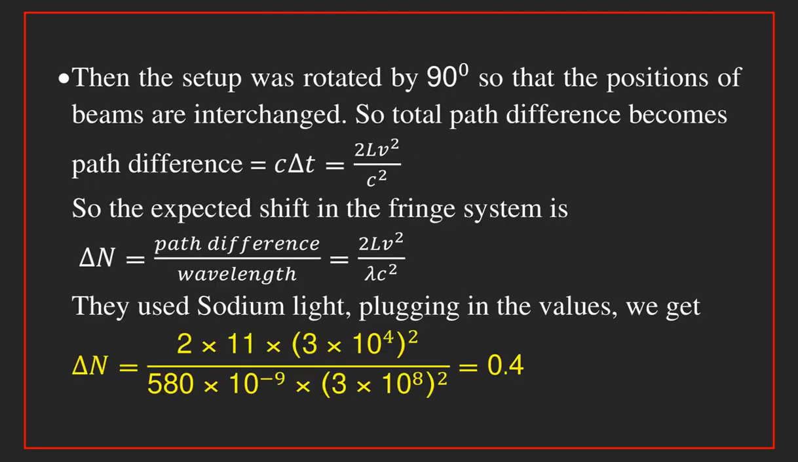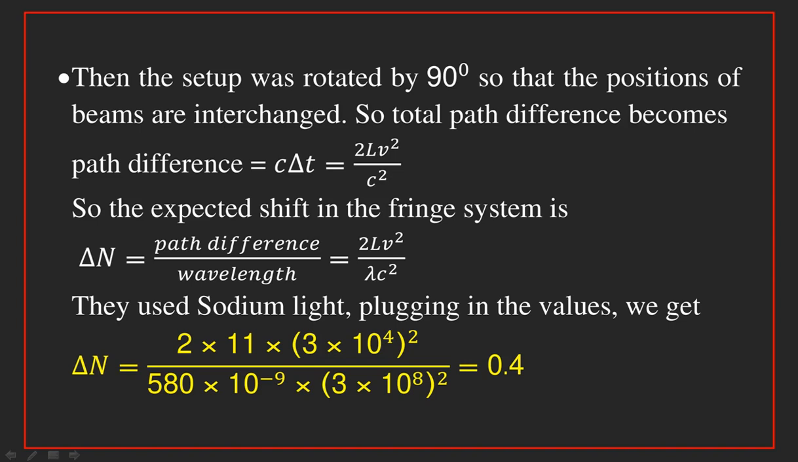In the opposite direction means the total path difference c delta t will be equal to 2lv square by c square. There will come a factor of 2, because now the positions of the rays are shifting, so they will get a path difference in the opposite direction. So while rotating the interferometer from position 1 to position 2 through 90 degrees, the expected path difference is 2lv square by c square.